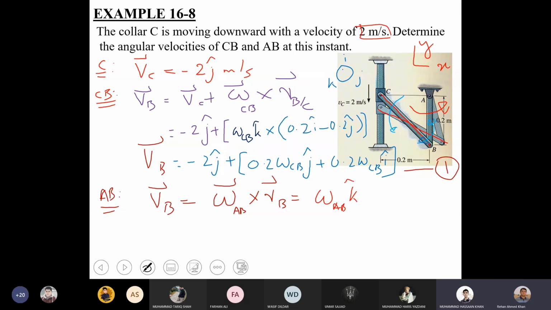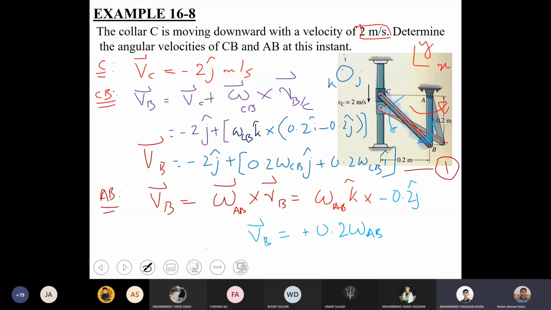Is it clear to all of you? Yes, sir. Okay, what about this vector RB, the absolute position of B with respect to the ground A? What is this vector? Negative 0.2 J. Yeah, so this vector is being directed towards the negative y-axis. It has a magnitude of 0.2, so you can write it as minus 0.2 J. And again, expanding this cross product, it is going to be minus 0.2 omega AB. And what about K cross J?